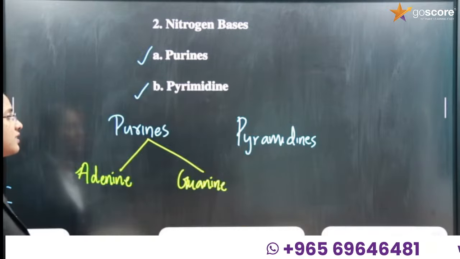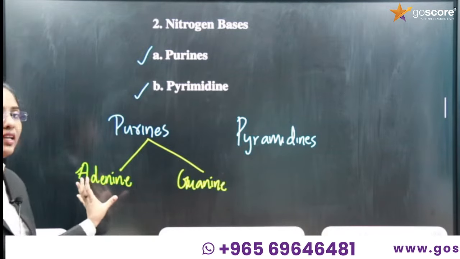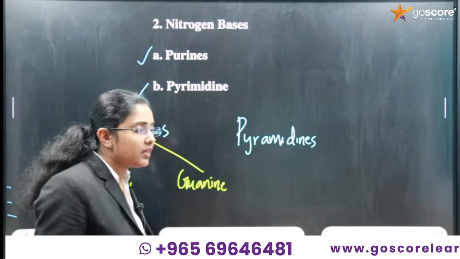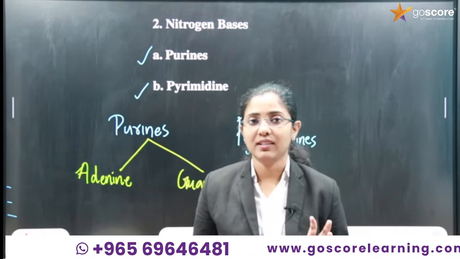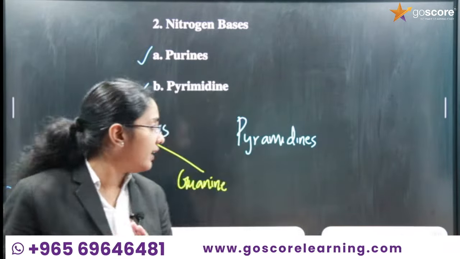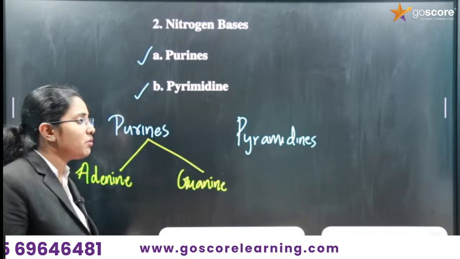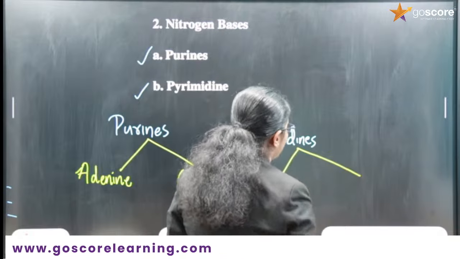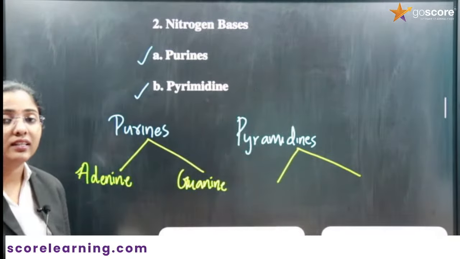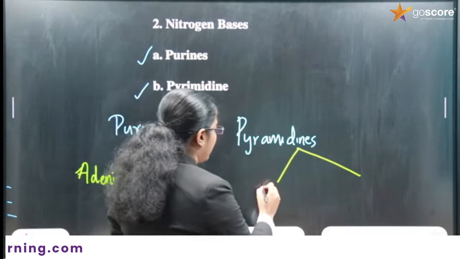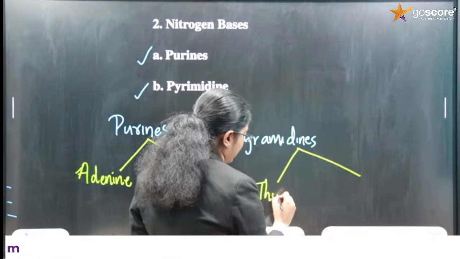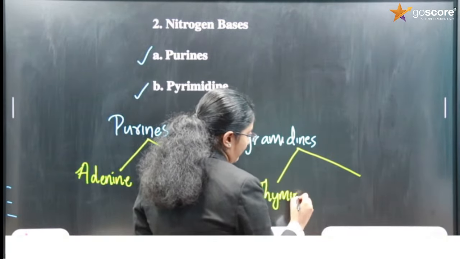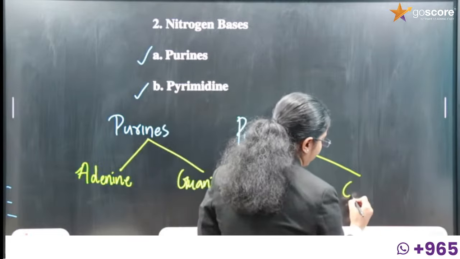So if you are considering the nitrogen bases present in DNA and RNA, what are the purines present? It is adenine and guanine. Next one is pyrimidine, right? If you are considering pyrimidines, what are the two different pyrimidines present inside the DNA? It will be thymine and cytosine. Okay, thymine and cytosine.